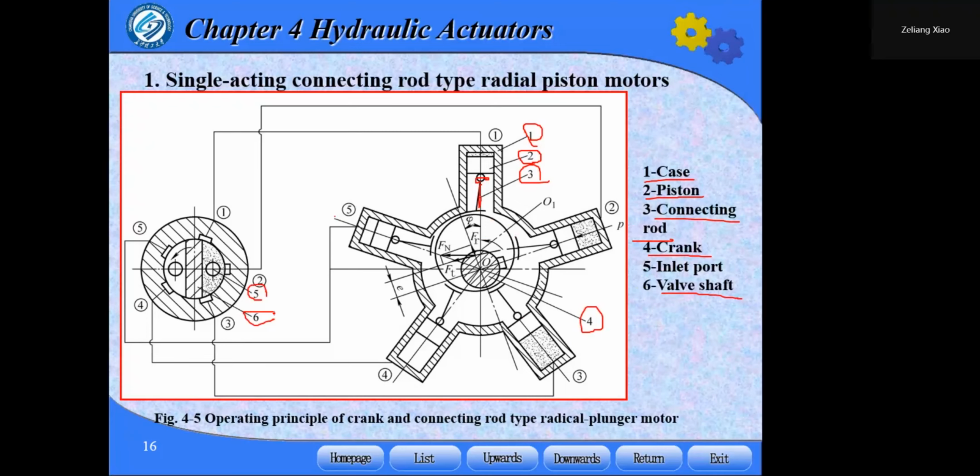You can see the five cylinder blocks are arranged radially against the surface of case 1, at equal distance, forming a star-shaped cylinder block.